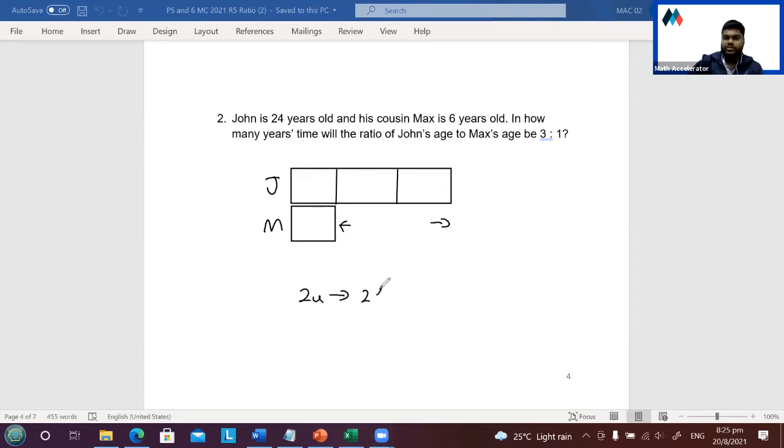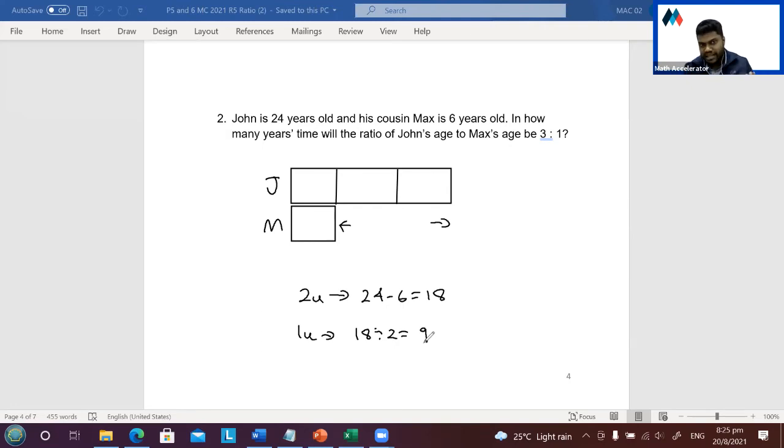Yes, correct. It's 24 minus 6 equals 18. So 1 unit is 18 divided by 2 equals 9. Okay, so one of you asked me why in question 1 is 12 minus 9 equals 3, right?